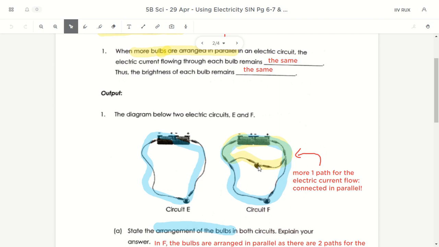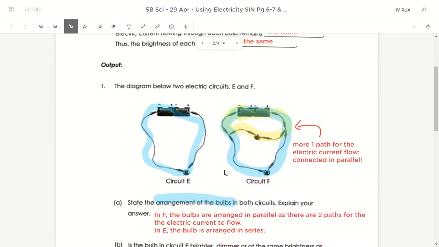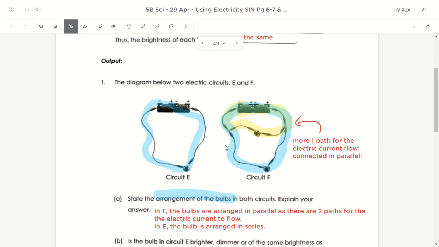But for now, you just take it that when it's splitting, the electric current flowing through the two paths is still the same. However, if they are connected in series like just now, the same electric current has to flow through two bulbs, which makes each bulb have less electric current flowing through them, so it is less bright. But if I have a junction over here, the electric current is not being shared. The same electric current flows through here, and the same electric current flows through here.